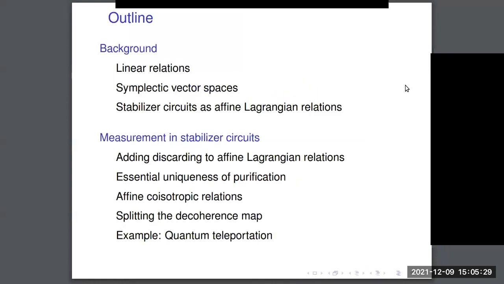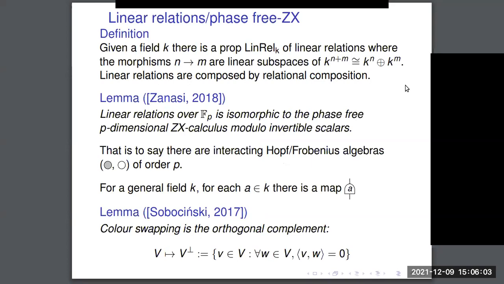Okay, so the structure of this talk. First, I'm going to give a very brief overview of linear relations and symplectic linear algebra, and also the stuff that we did previously on this topic with Lagrangian relations and stabilizer circuits. And then the new part of the talk will be on adding discarding to this Lagrangian picture, and then talking about really nice properties that it has and what structure it has.